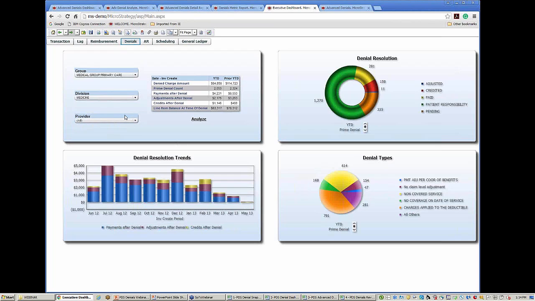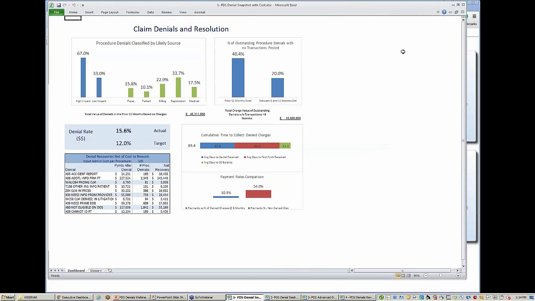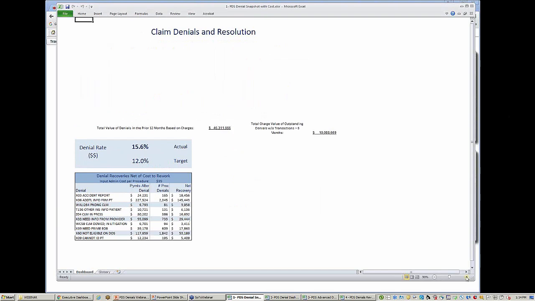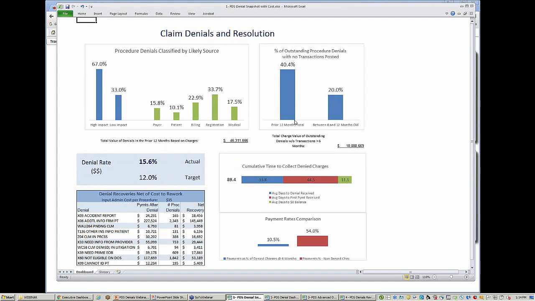So when we look at a dashboard like this, you can see there are multiple pieces of information and key indicators available. Once we have that and we can look at strategy a little bit, we can create another type of dashboard which allows us to look at a more focused level. We can create a dashboard that allows us to look at what our common sources of denials are. We can look at the cumulative time it takes to collect our denied charges, or what our payment rate comparisons are.